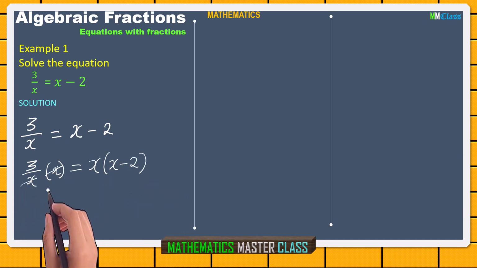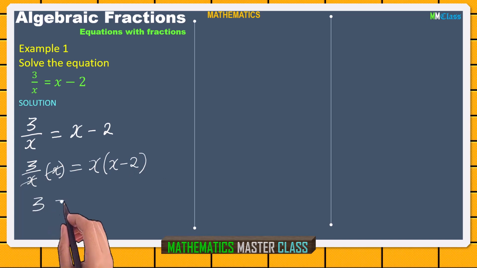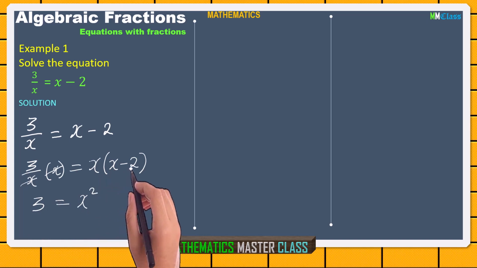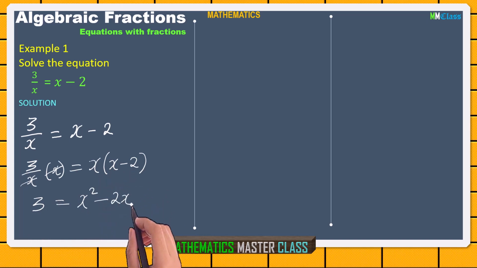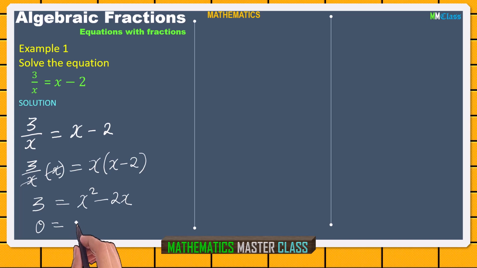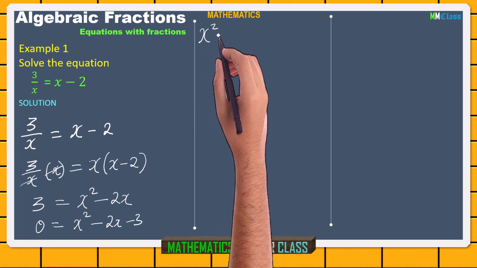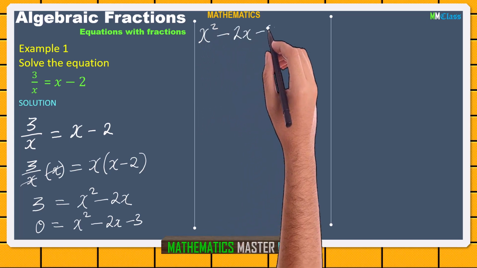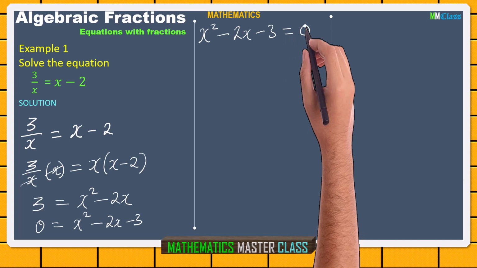So this x cancels out this x, leaving 3. Then x times x will give us x squared, and x times minus 2 will give us minus 2x. So we can rearrange it as 0 is equal to x squared minus 2x minus 3. We can further rearrange it as x squared minus 2x minus 3 is equal to 0. So it is now time for us to factorize because this is a quadratic equation.